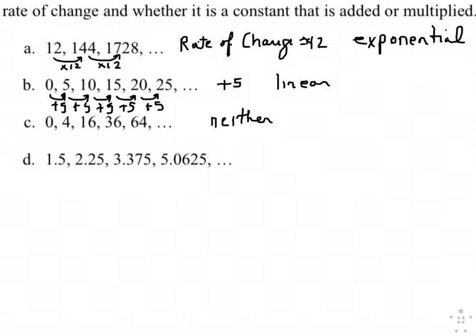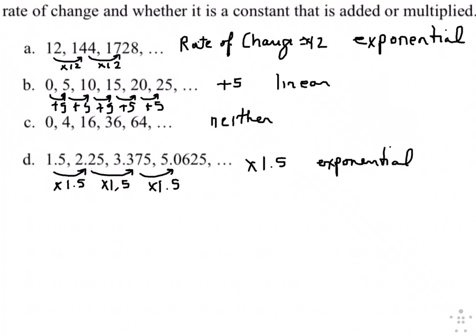Okay. The next one, D, 1.5 times what is 2.25? I can see the pattern here, right? So that's why I chose times first. So times 1.5, right? Because I know 15 squared is 225, right? So now we have to check, is 2.25 times 1.5 3.375? Yes, it is, right? So times 1.5. And you can check that on a calculator, right? You don't need to have that memorized. So the rate of change for this one is times 1.5, right? And this would make it exponential, right? Or geometric if you were talking about the sequence itself.